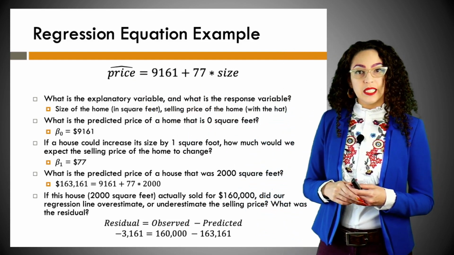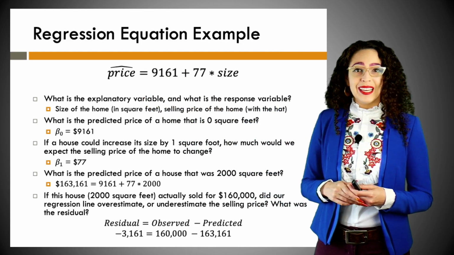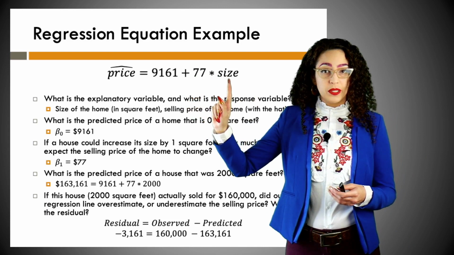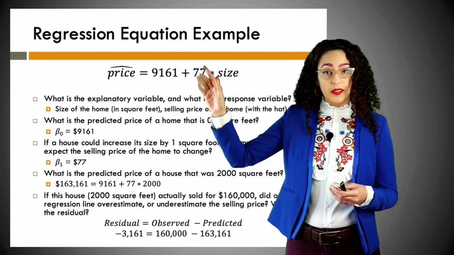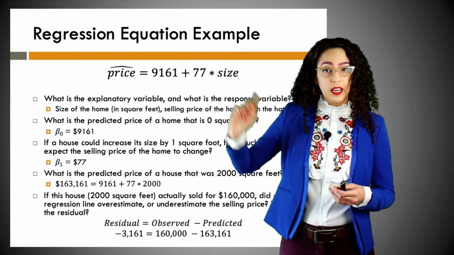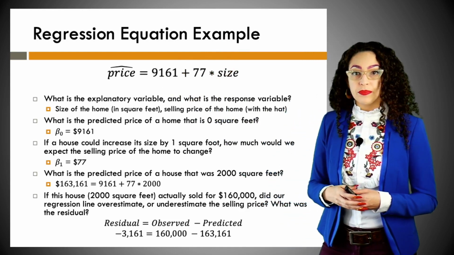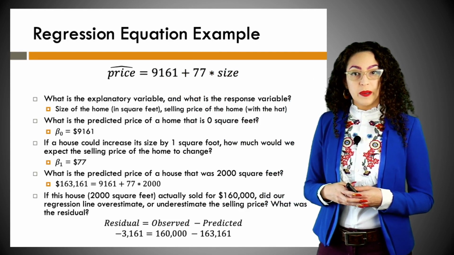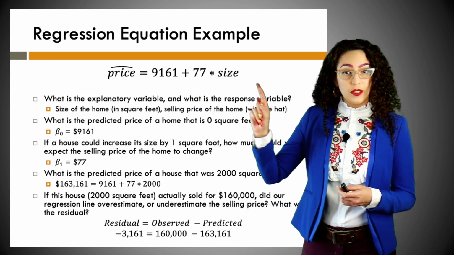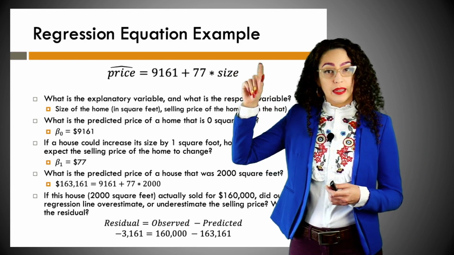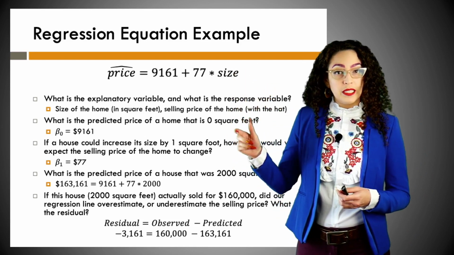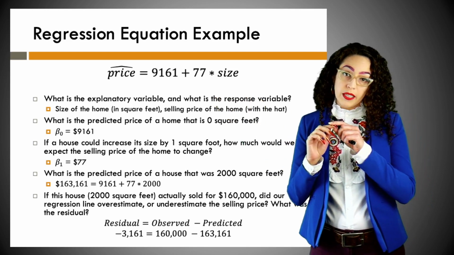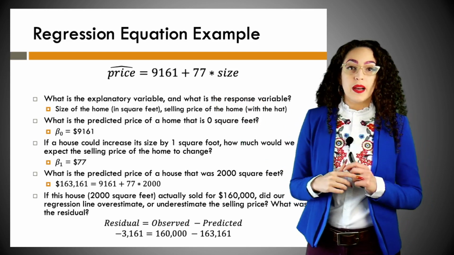Now, what is the predicted price of a home that is 0 square feet? It is going to be $9,161, because if it was 0 square feet, you'd put a 0 here times 77, and all this would go away, and you're just left with the intercept. So if a house could increase its size by 1 square foot, how much would we expect the selling price of the home to change? So if you increment this by 1, you add another square foot, how much is the price going to go up? 77, because that is that slope. For every unit increase in square foot, y goes up by 77.